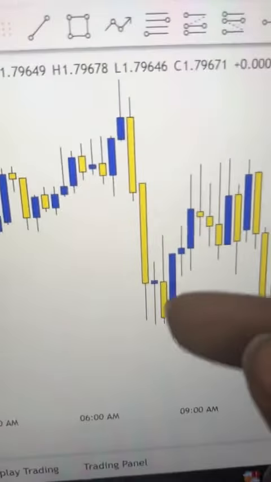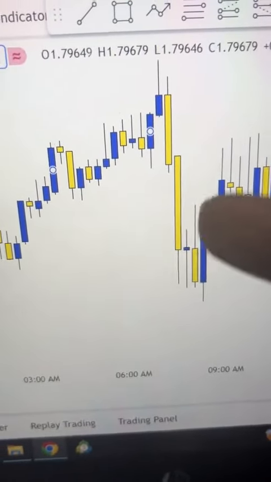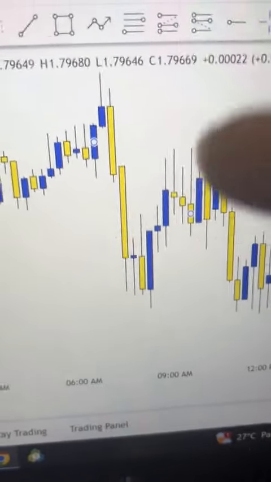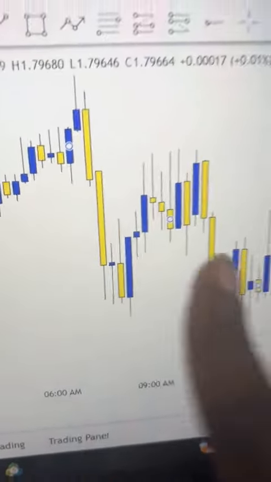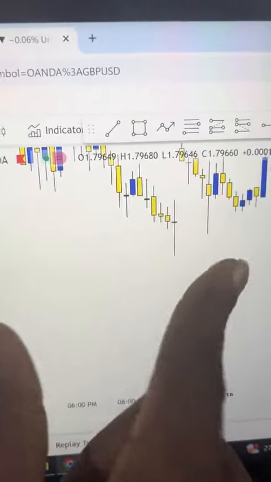1, 2, 3. There need to be three colors, but when you have one small candle like this, sometimes I still do consider it. You can still consider it. It can still be valid, but the most valid one is when they are of three colors, like this one. Valid. All right. You can notice the market. This is valid. Immediately we have a breakout structure to the upside.